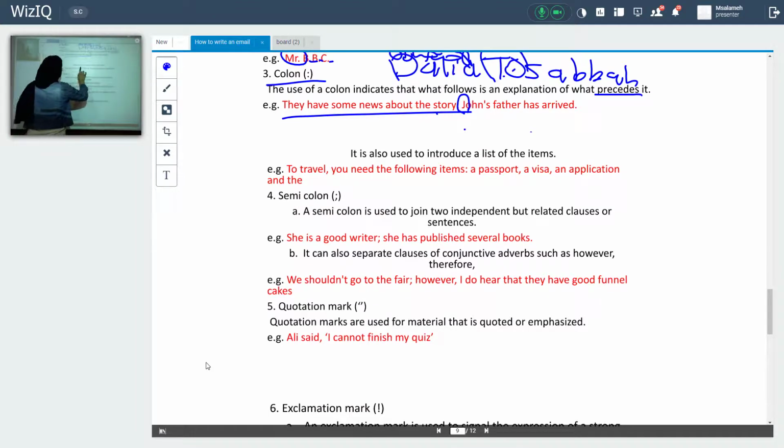Also, I can use colon for what? It is also used to introduce a list. Okay, a list. So here, to travel, you need the following items. Here, I want to mention something: a passport, a visa. And here, I use what? Colon. To what? To introduce a list.